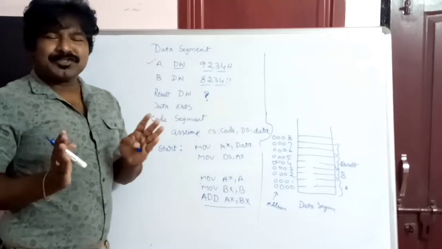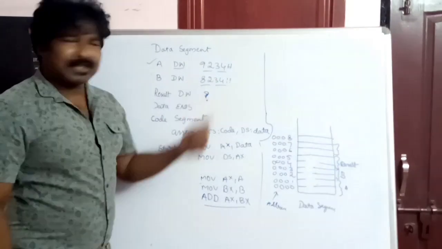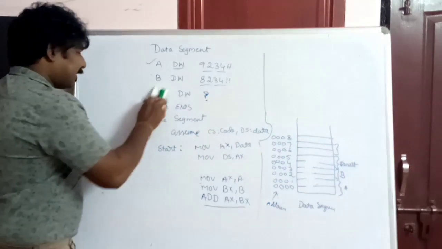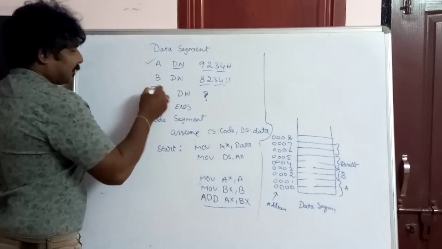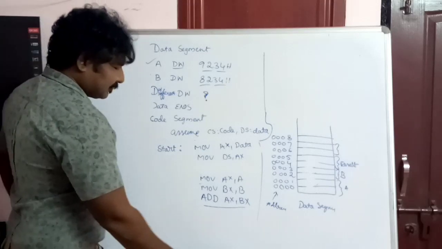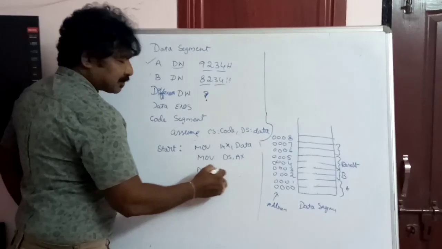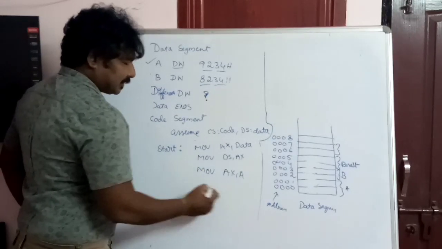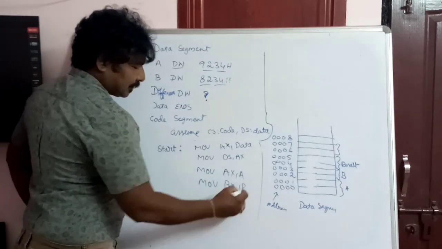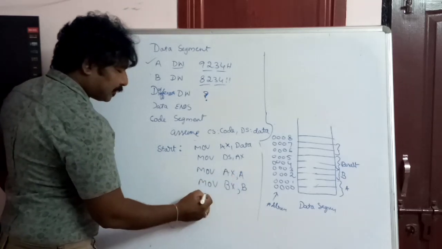For subtraction of two numbers, again I have taken two numbers, 9234 and 8234, and the third variable is the result, or you can call it the difference. The first thing you perform is the same as the previous program: move AX comma A, take the first number into AX, then move BX comma B.